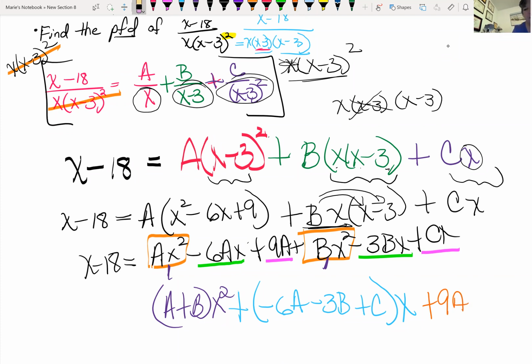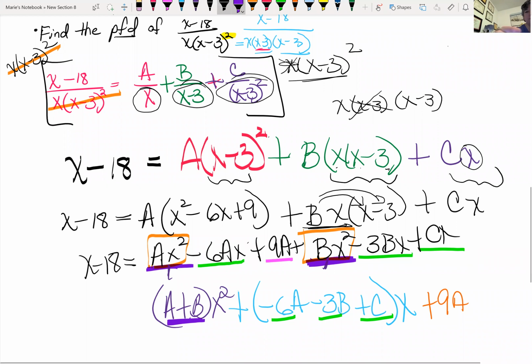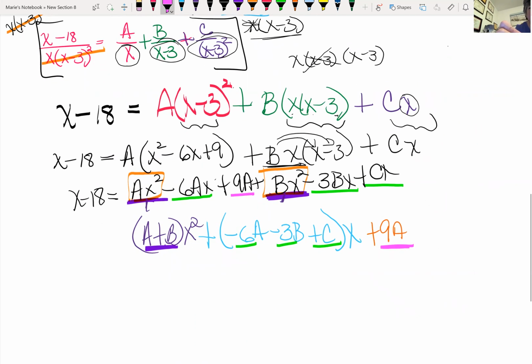So this part is part of the x pack. If you'll notice in green, negative 6a minus 3b and the c, the x stays out. On this side, the a plus b, that's this a and ax squared, bx squared, that's these guys here. And what's left alone is just the 9a. 9a is your only one. Now remember, this stays out here. Now go back to this, you have to fill in the missing x squared. So this is 0x squared plus 1x minus 18 is equal to all of this.